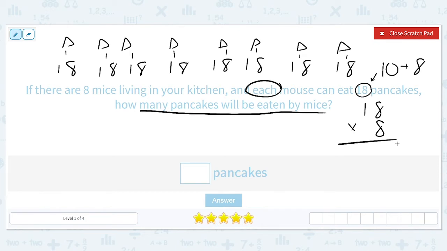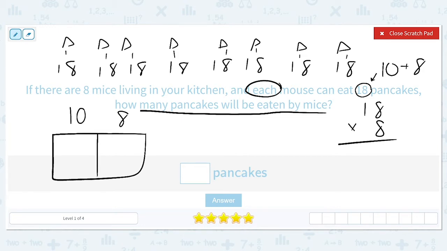And I'm going to use a graphic organizer to help us make sure we have all the steps completed. The first number is 18, and that has 2 place values. So I'm going to split this rectangle in half and label it with that 10 and that 8. And the other number we're trying to multiply by is an 8. It only has 1 place value, or 1 number, so it just gets one side of the rectangle.